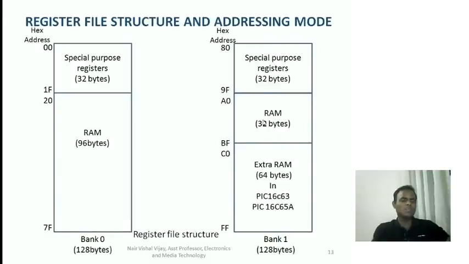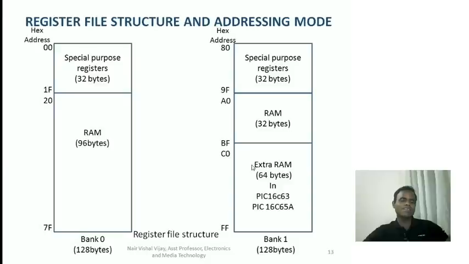There are 2 register banks, bank 0 and bank 1. Both are 128 bytes wide. Now 128 bytes are divided: the special purpose registers take up 32 bytes, and the RAM takes around 96 bytes in bank 0. And in bank 1, as you can see, special purpose registers occupy around 32 bytes. The RAM occupies only 32 bytes, and extra RAM is dependent upon the type of microcontroller family that you are going to choose.